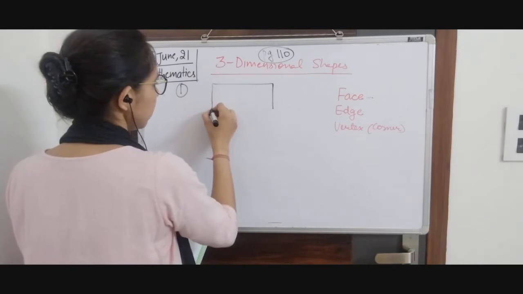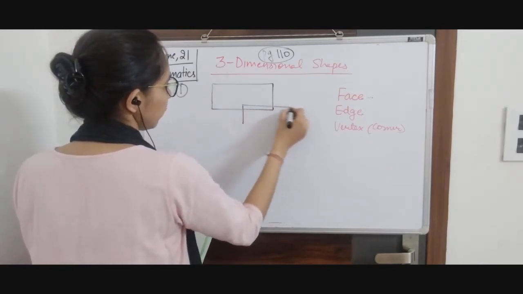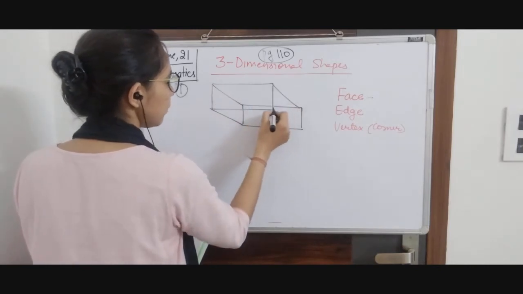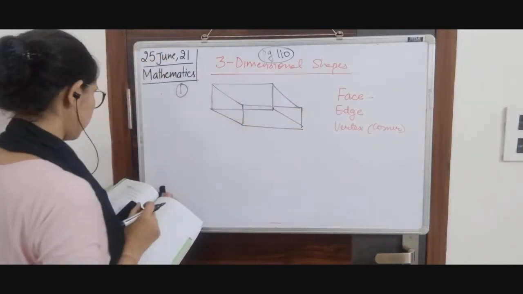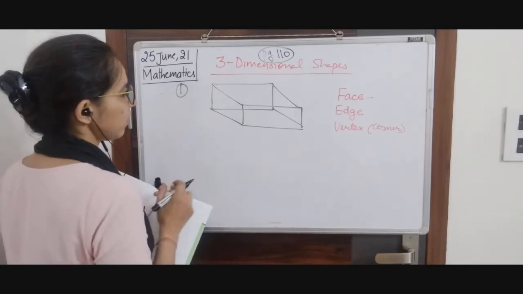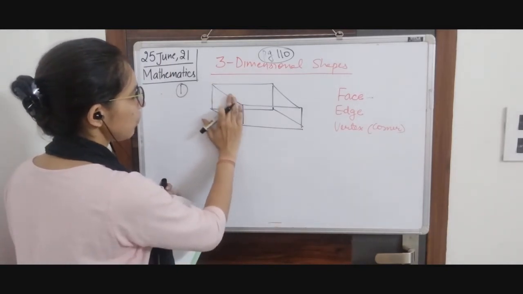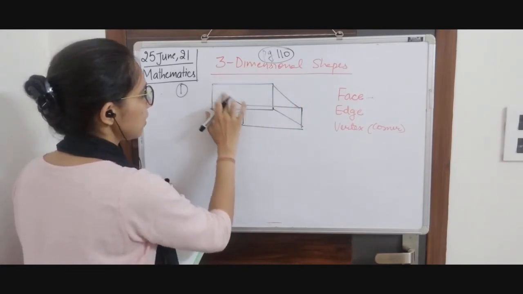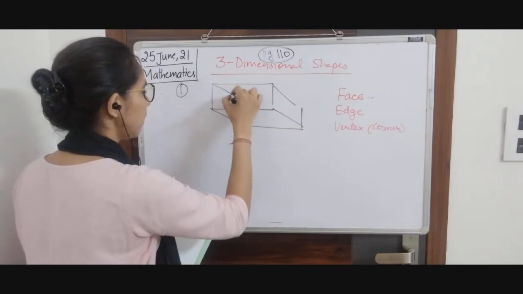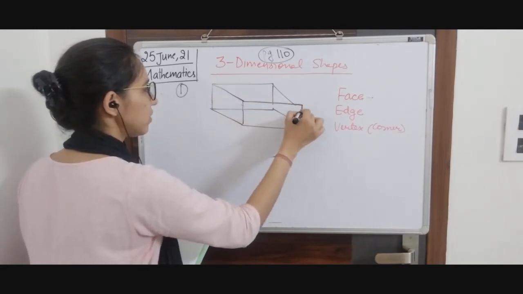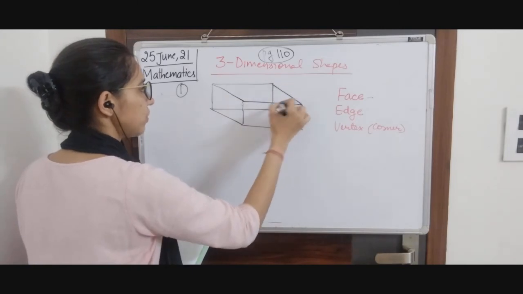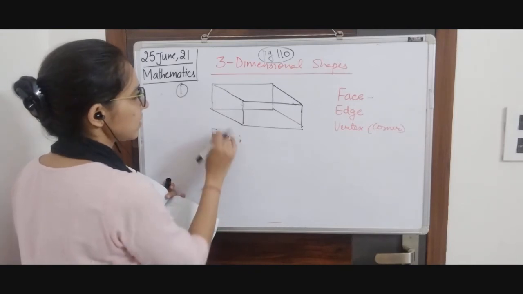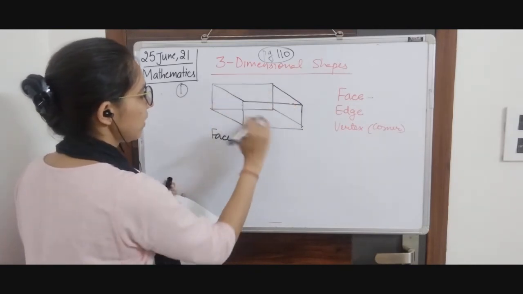You draw a rectangle and then you draw a cuboid. It is one cuboid. Your geometry box is a cuboid. So it has how many faces? You will count the faces. 1, 2, 3, 4, 5 and 6. It is a bit longer. It should be like this. Now it is correct. It has how many faces? It has 6 faces.